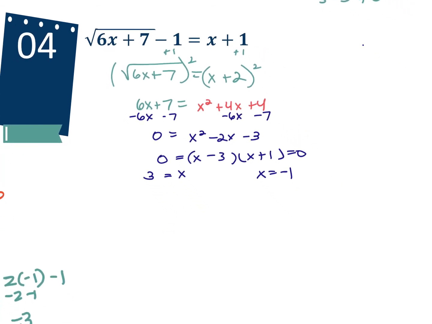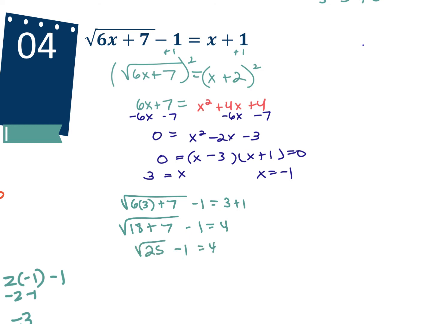Then I plug it back in. Square root of 6 times 3 plus 7 minus 1 equals 3 plus 1. 18 plus 7 minus 1 equals 4. Square root of 25 minus 1 equals 4. 5 minus 1 does equal 4, so this one works.